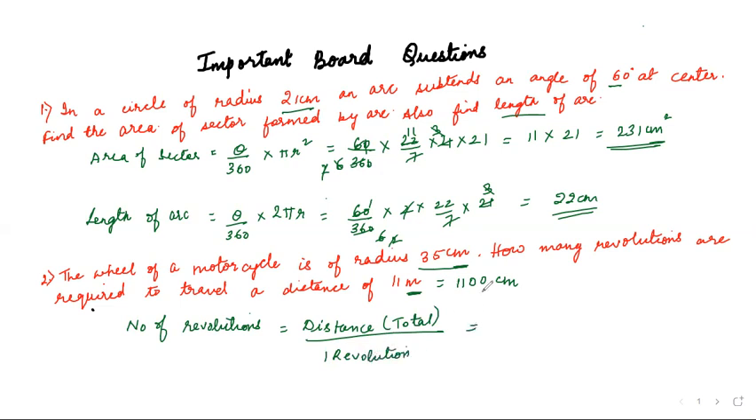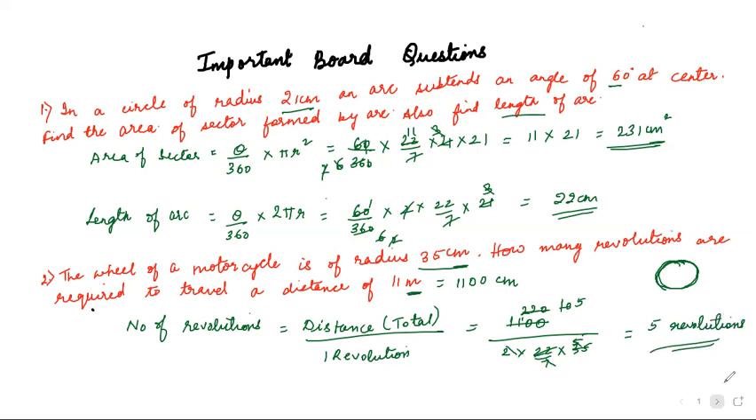So total distance is given to us, travel a distance of 11 meters. So 1100 centimeter by one revolution. One revolution is one complete turn, so basically the circumference of this wheel. Circumference is 2 into pi into radius, 2 pi r, with radius 35. 7 ones are 7, 7 fives are 35. Then 5 ones are 5, 5 twos are 10. 5 twos are 10, so 22 into 10 is 220, and 1100 divided by 220 is 5. So basically 5 revolutions.